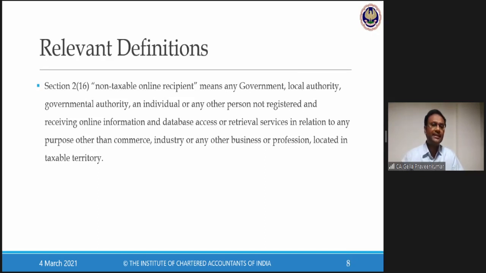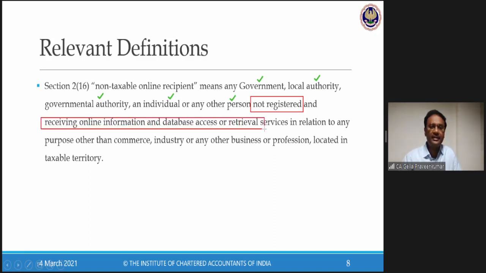Next, non-taxable online recipient. Now the same example. It means any government, local authority, governmental authority, individual or any other person not registered, receiving online information database access or retrieval services in relation to any purpose other than commerce, industry. Now, this is a big definition which is a little important. I'll use my highlighter: a government, local authority, governmental authority, individual or any other person not registered and receiving online information and database access or retrieval services.